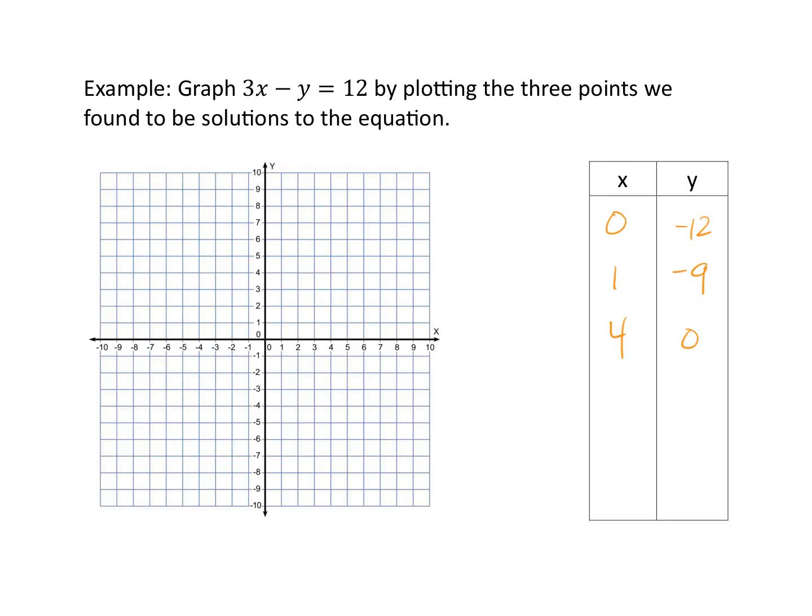Now we can graph this line in the xy plane by plotting the 3 points that we already found to be solutions. So those were 0, -12, 1, -9, and 4, 0. And those points, if I did a good job plotting them, should all fall right on a line. And if I wanted to be real accurate, I could find some more solutions and plot those points too.